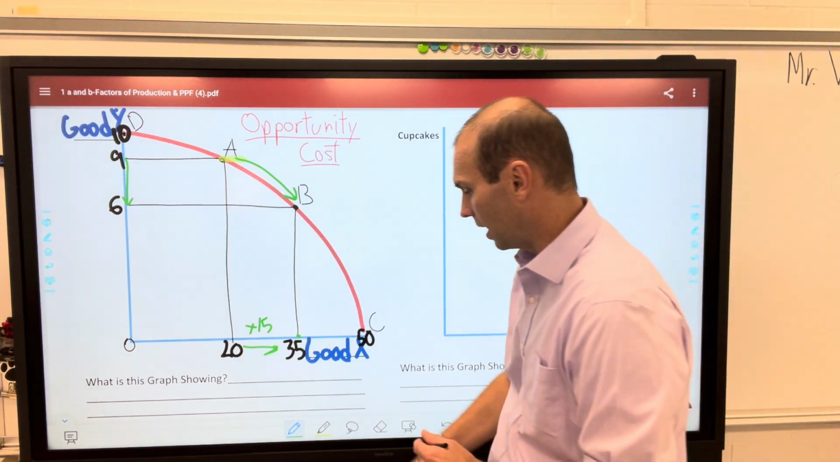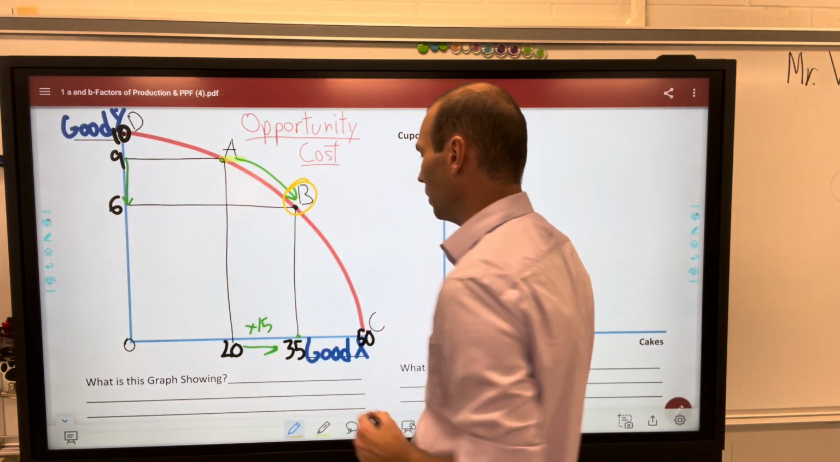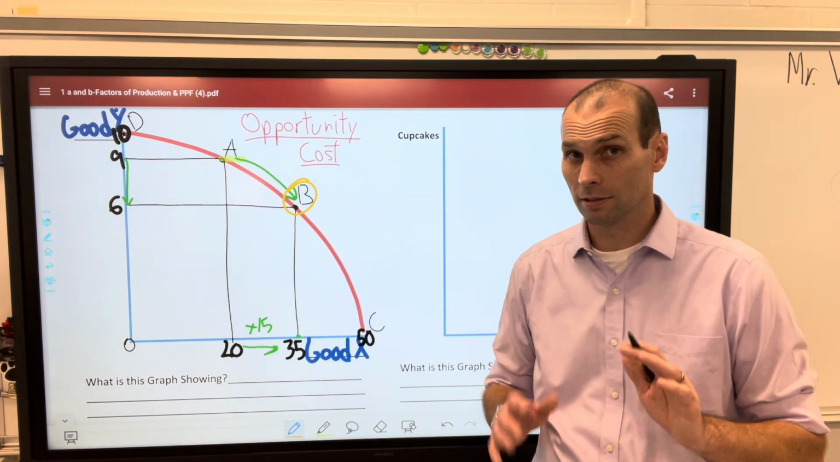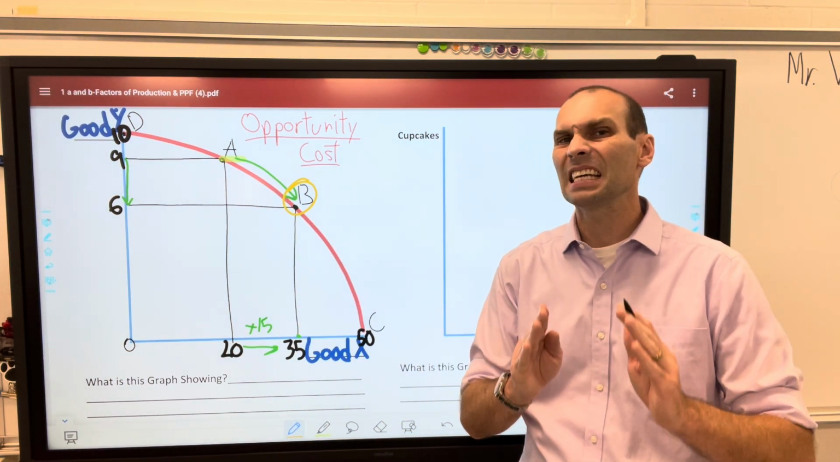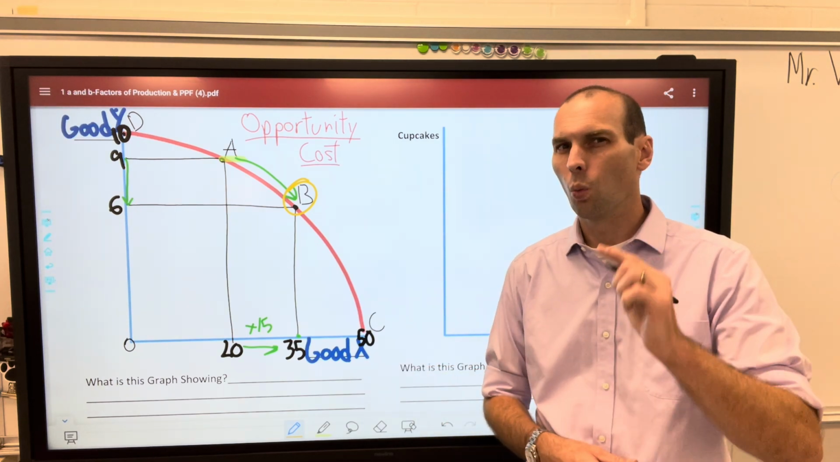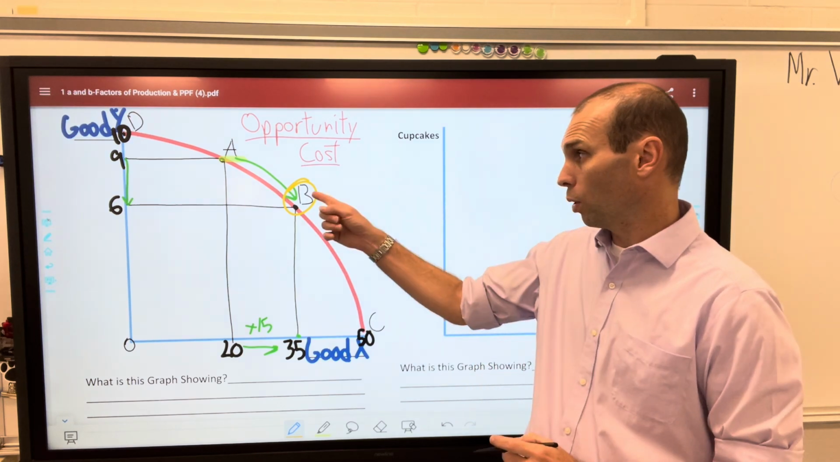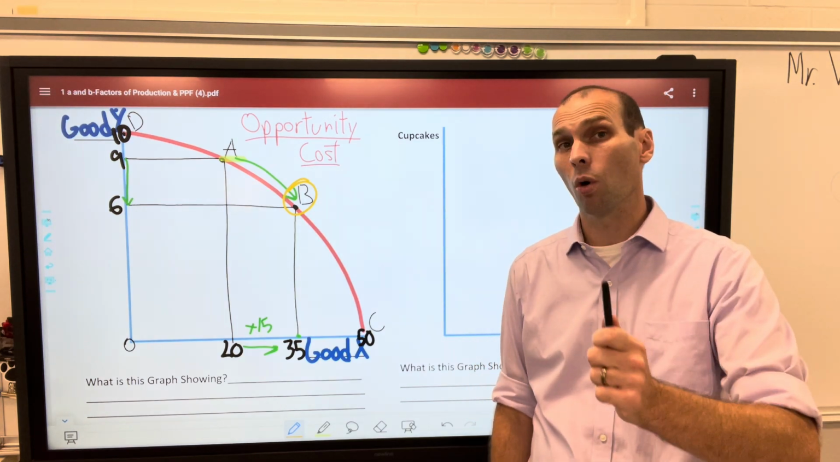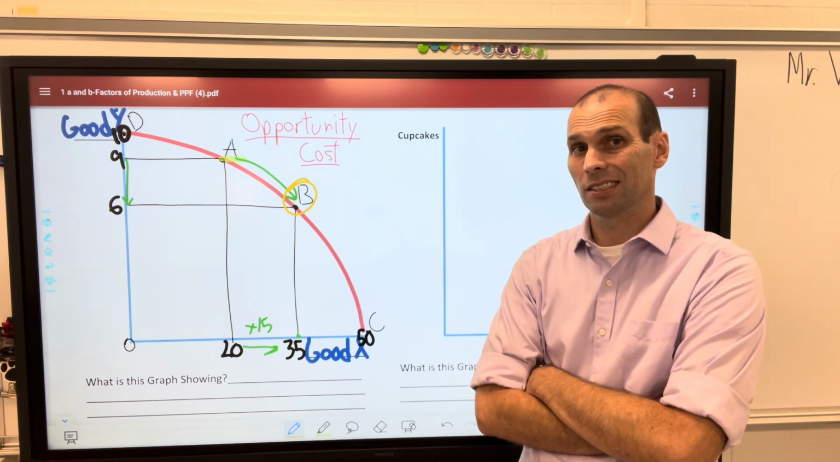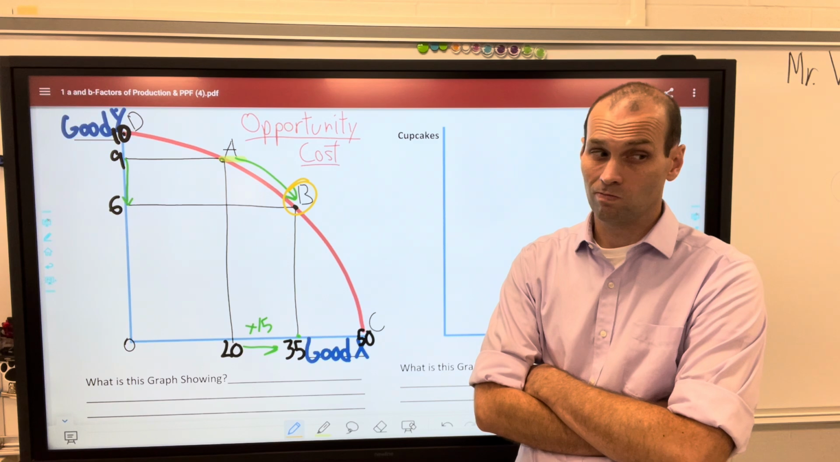Now, let's go ahead and change it a little bit again. Let's say we're at point B, and I want 15 more good x. What would that cost me? So if I say, hey, we're at point B, and I want 15 more good x's. Solve.